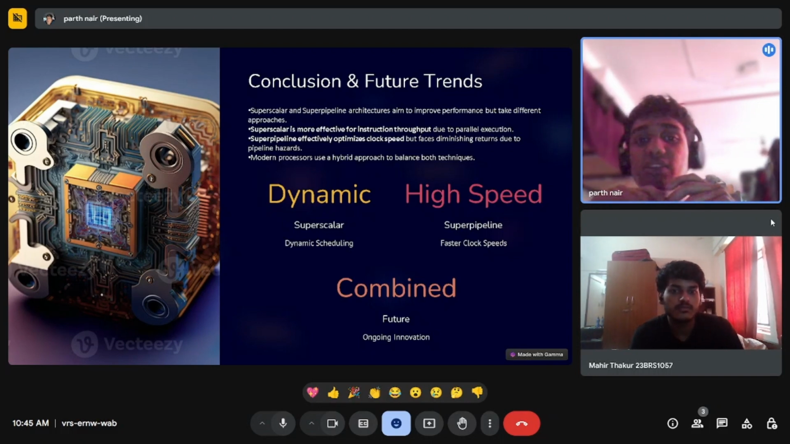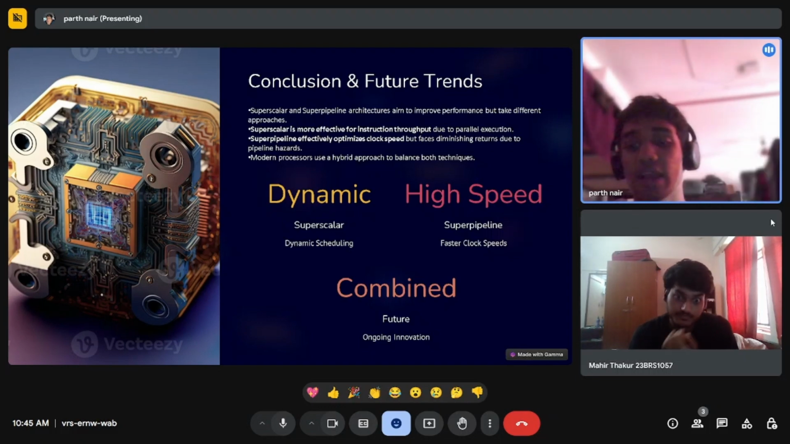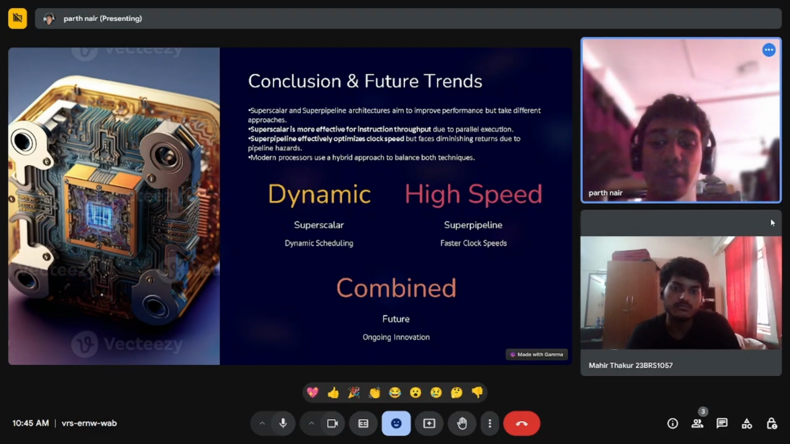So modern processors use a hybrid approach to balance both techniques, with dynamic scheduling from superscalar and faster clock speeds from super pipeline.